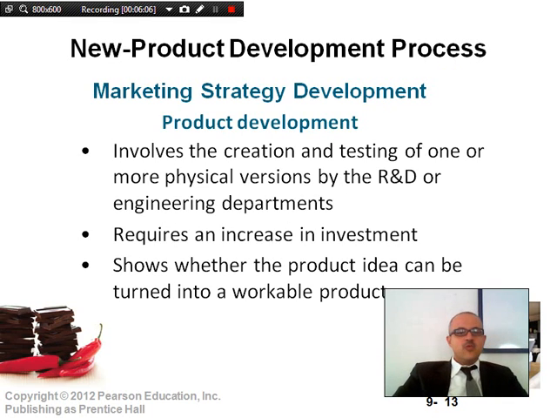And then you want to do the product development, which involves the creation and testing of one of the more physical versions. You want the R&D and engineering departments, which require an increase in investment. And then this shows whether the product idea can be turned into a workable product. So you can see here in the picture they're trying to make a product work.